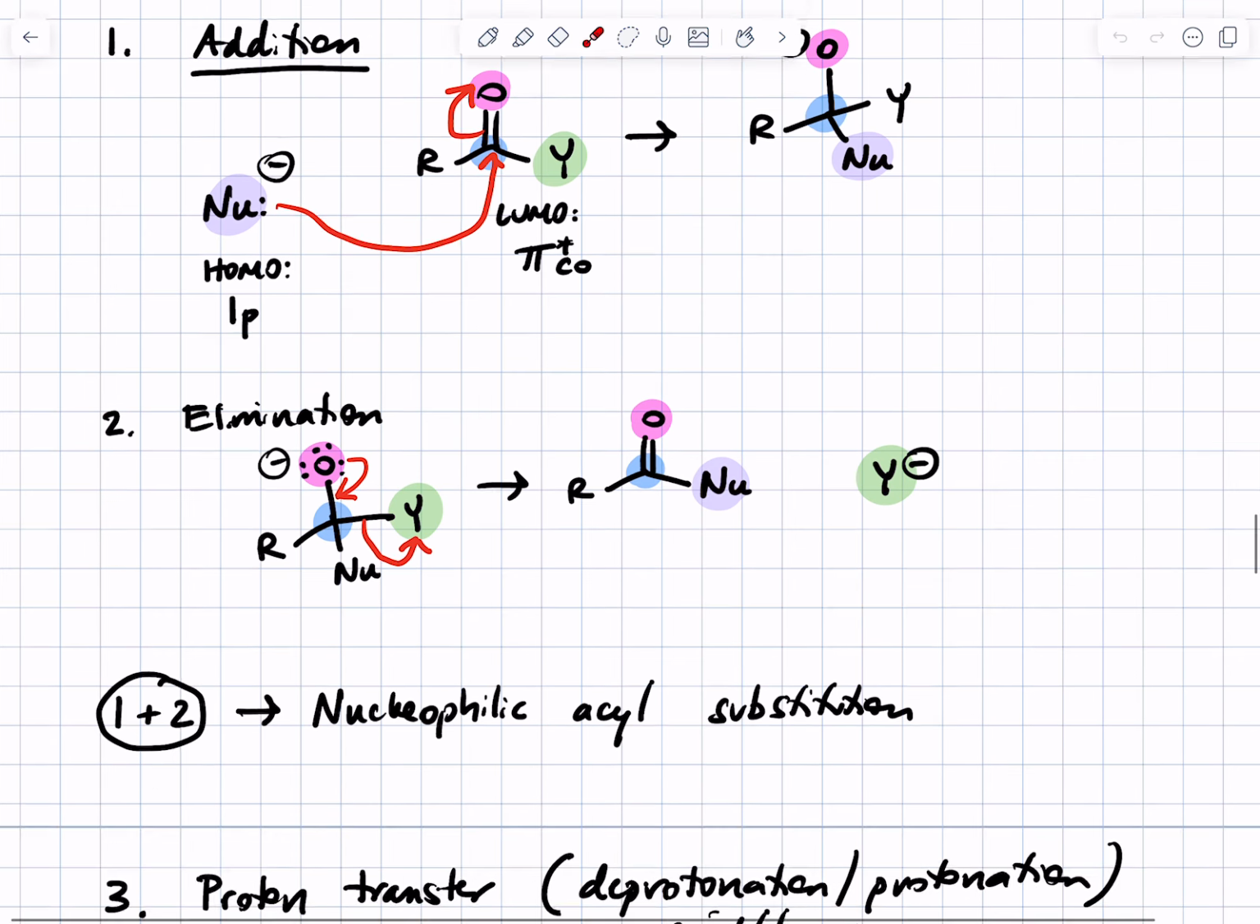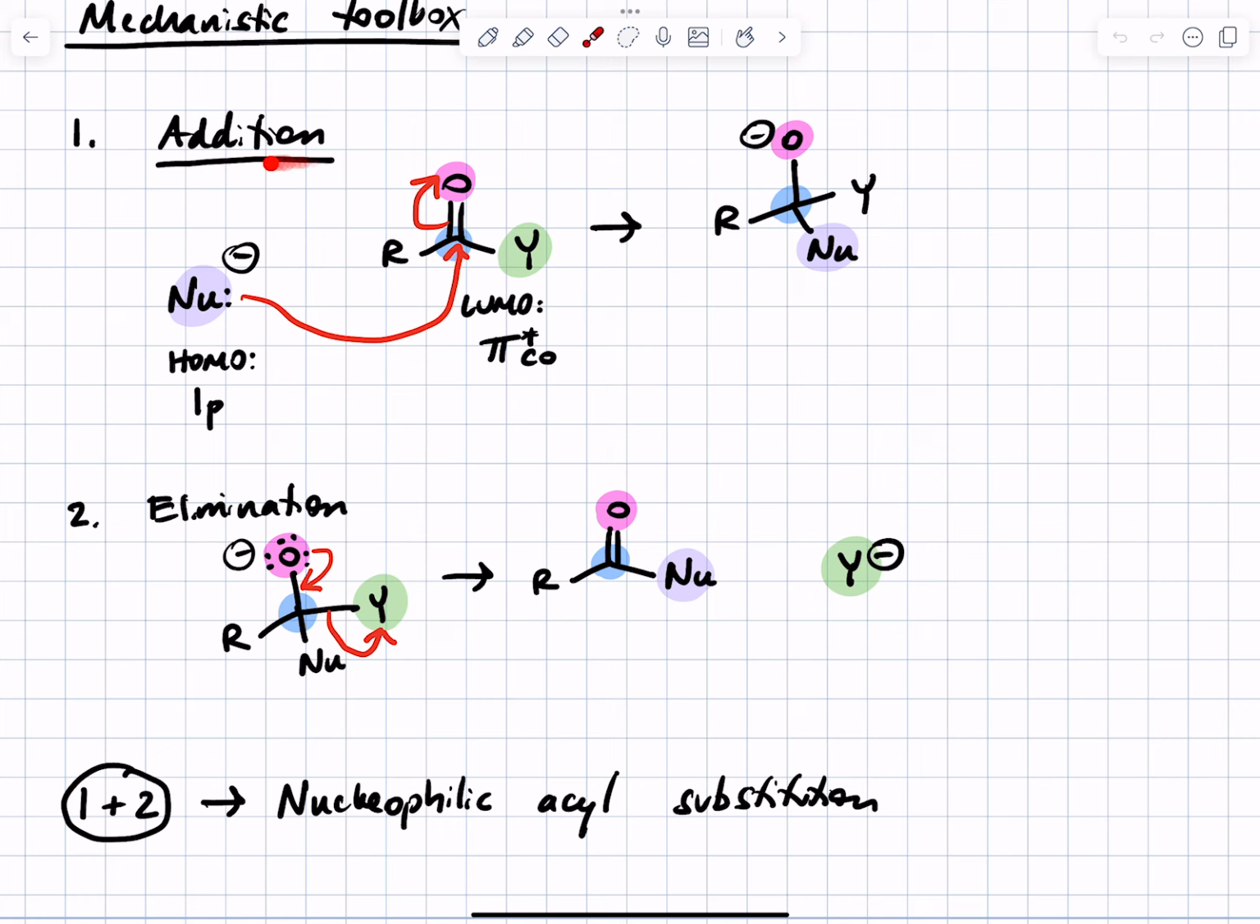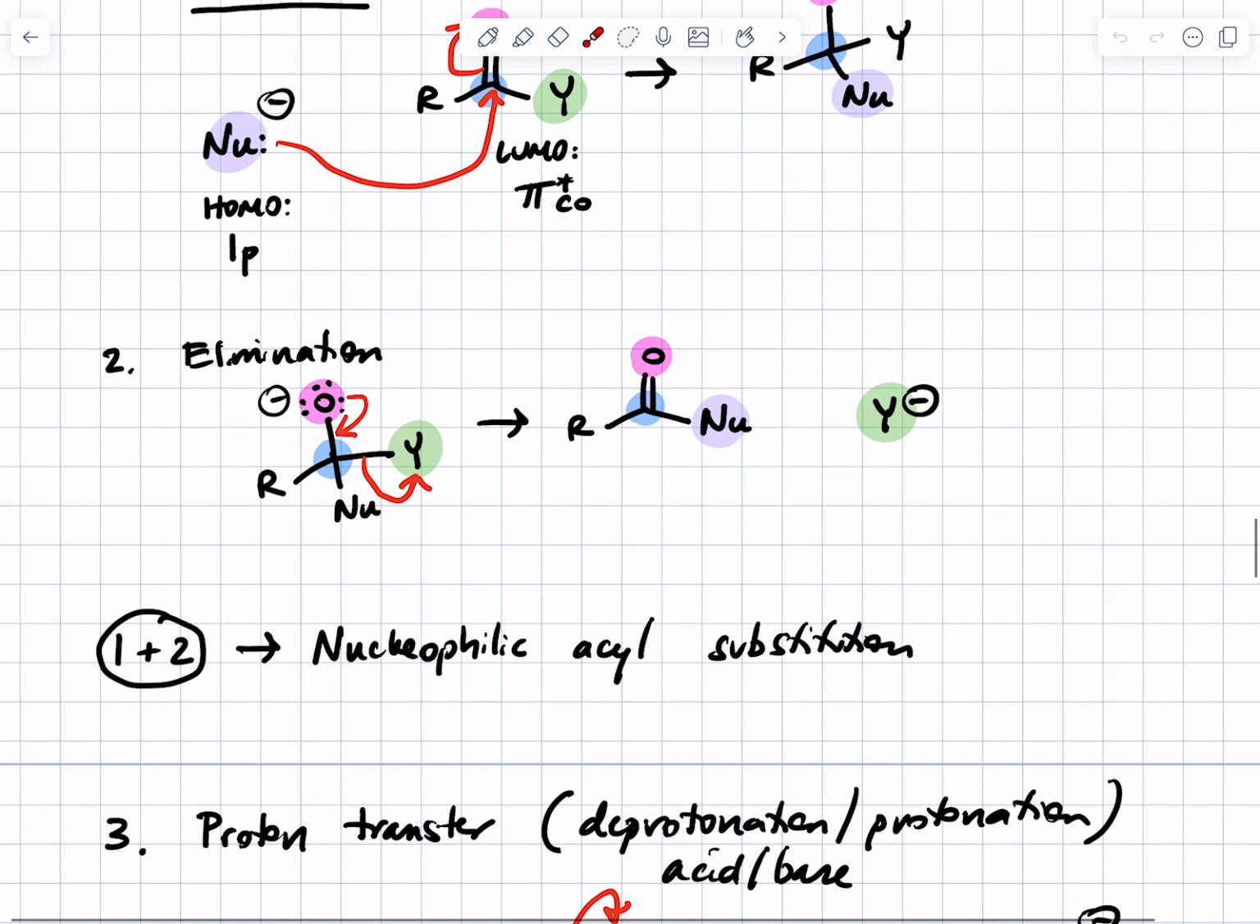Another elementary step is elimination, where a lone pair on an atom adjacent to a leaving group kicks down and the leaving group leaves. That's the elimination step. Of course, the nucleophilic addition step is going to be favored by carbonyl compounds that are very electron poor, like level 1. Elimination is going to be favored by really good leaving groups, and we've talked about what those are.